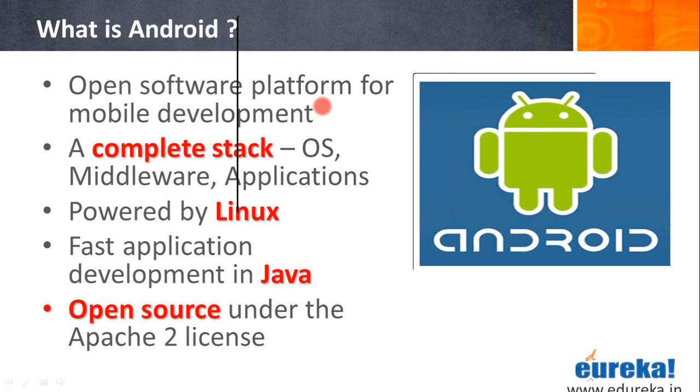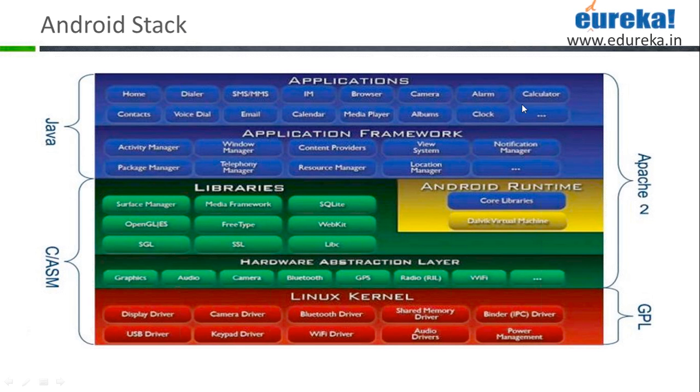So what exactly is Android? If I go and ask anybody, what is Android? It is an open software platform for mobile application development. It is not just an OS, it is a complete stack of an operating system, the middleware, the various applications that are housed in the Android OS, and it is powered by the Linux operating system. The application development for Android is in Java, and the complete Android setup is governed by the Apache 2 licensing.